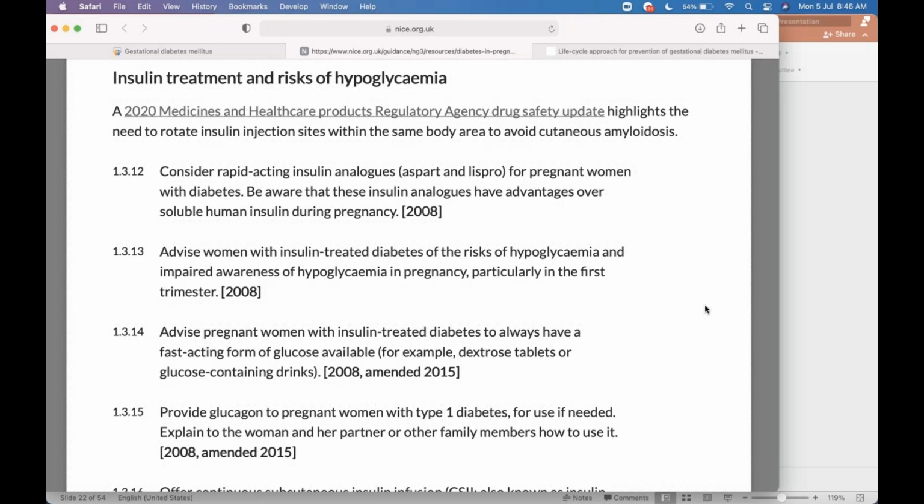So in the earlier years, when long acting insulin was given to pregnant females, if by any chance you skip a meal, the insulin is still there and will keep on acting, so there are chances of hypoglycemia.